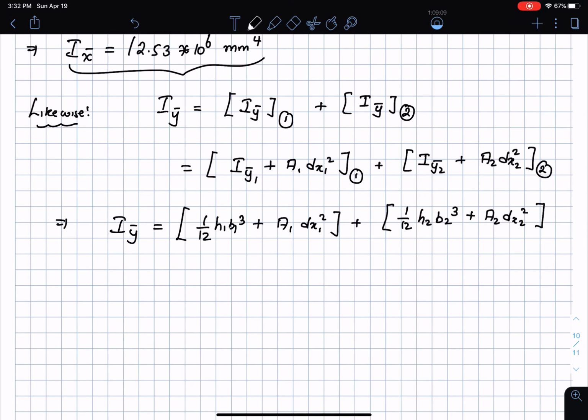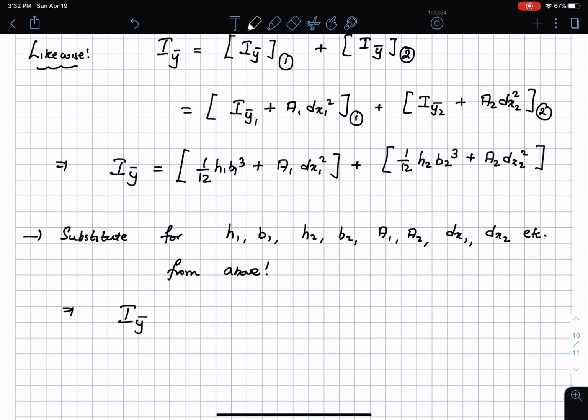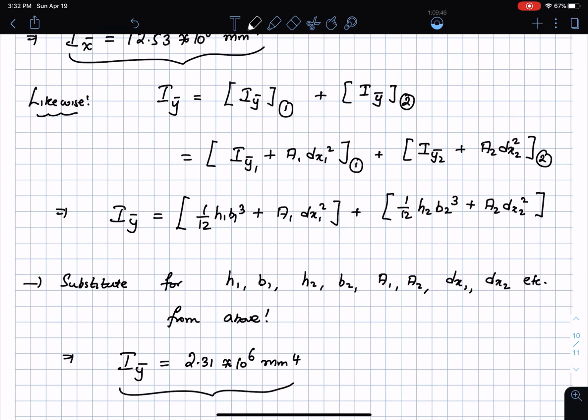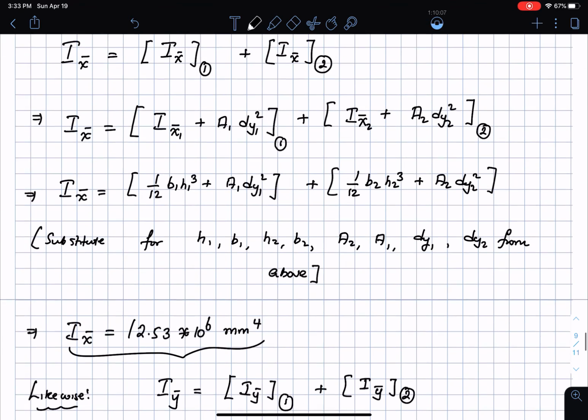Okay, so if I do the substitutions, substitute for h1, b1, h2, b2, A1, A2, dx1, dx2, etc. from above. Okay, and then you'll end up getting Iy bar as 2.31 times 10 to the power 6 mm to the power 4. So this is the typical calculation. This is first of all saying that the moment of inertia about the centroidal axis of the composite body is the moment of inertia of the first simple shape about the centroidal axis of the main body plus the second simple shape about the centroidal axis of the main body, then use the parallel axis theorem for each shape, and then do the additions as shown here. And this is the same thing that we had used for Ix bar as well.